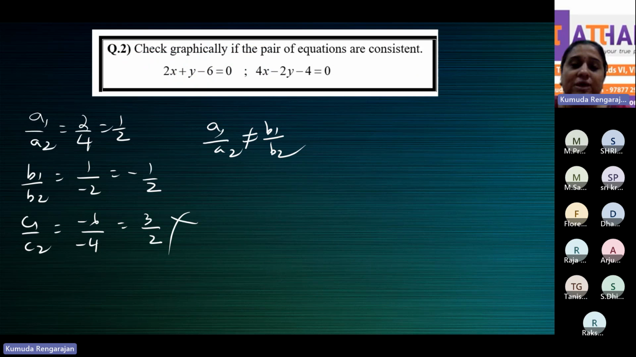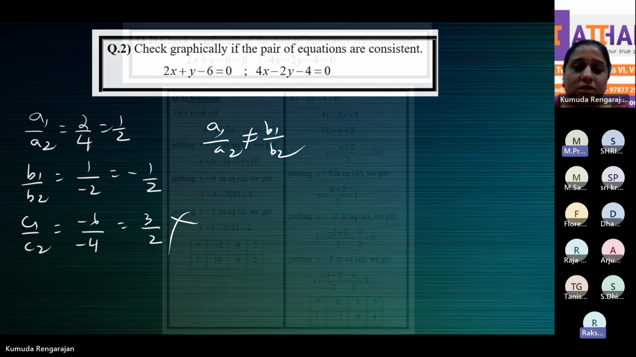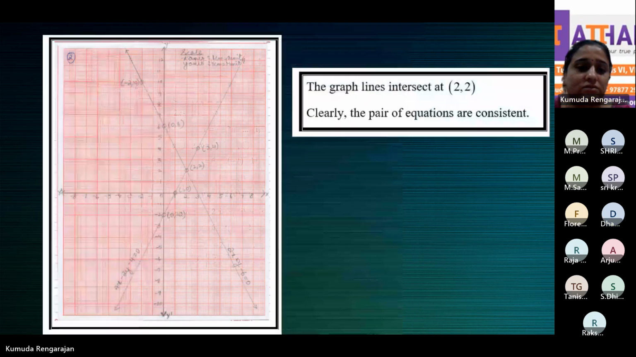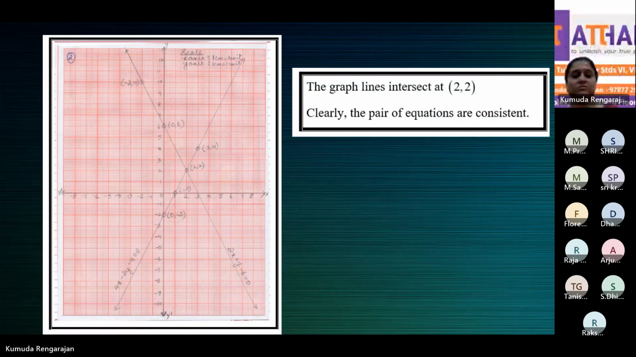So check graphically if the pair of equations are consistent. Are the equations consistent or inconsistent, children? Consistent, ma'am. Am I right? Look at my graph lines and tell me if I'm right. Yes, ma'am. My lines are intersecting at (2, 2). Since they are intersecting lines, the equations are consistent.